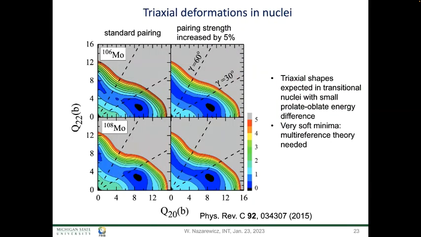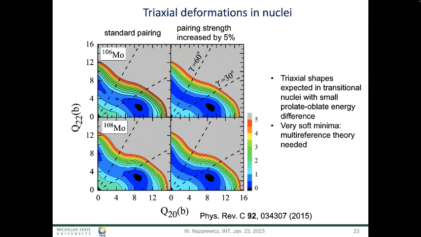Now, there was also discussion of triaxial shapes. It's very difficult to talk about triaxial nuclei because they're all very soft. But the best triaxial nuclei are actually the nuclei from this mass 100 region, like molybdenum-108 and molybdenum-106, okay? Those nuclei have triaxial deformations which are relatively deep, like several hundred keV.